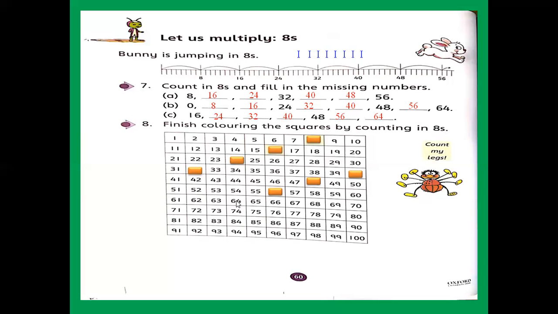1, 2, 3, 4, 5, 6, 7, 8. 8 8s are 64. So 64 also comes in table of 8, so color 64. Then 1, 2, 3, 4, 5, 6, 7, 8. 72 also comes in table of 8, so color 72.